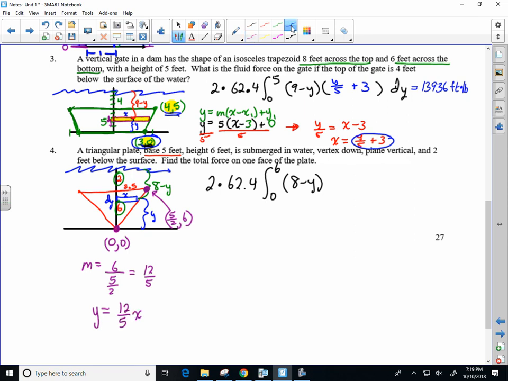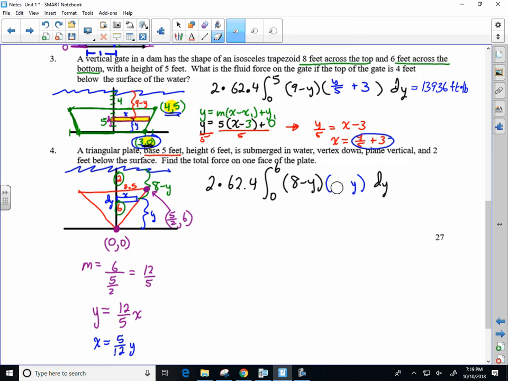But again, I want to solve for x in terms of y. So I'll multiply both sides by 5/12 and get 5 over 12 y. So that's my other part. That represents the length of the arbitrary rectangle. And that's the key to the solution.